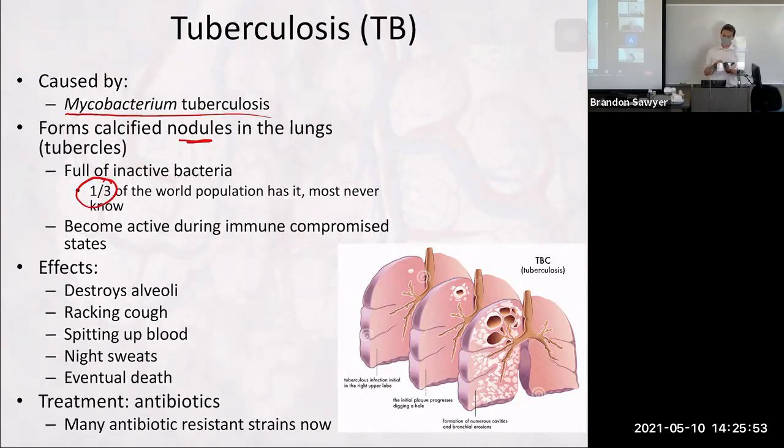So it can sit in this inactivated state for a long time, and then all of a sudden become activated, usually sometime when the immune system is compromised for some reason. It really just gets in and destroys alveoli completely, causes spitting up of blood, night sweats, and eventually leads to death. Antibiotics can definitely treat these, but there are certain forms of TB that are antibiotic resistant now that are very hard to treat.